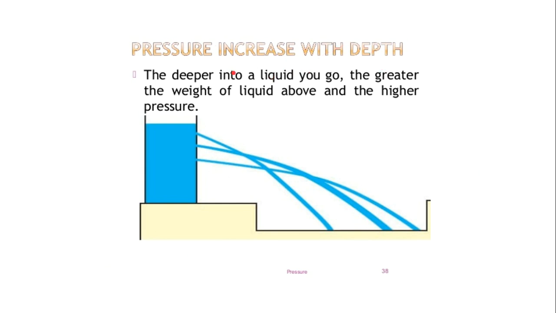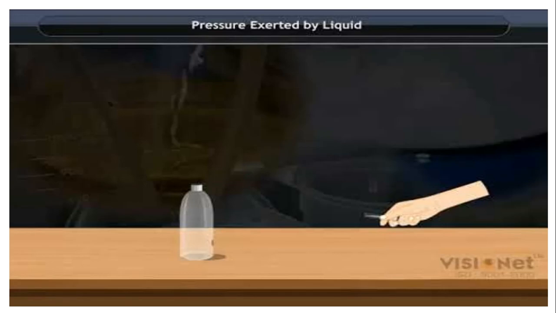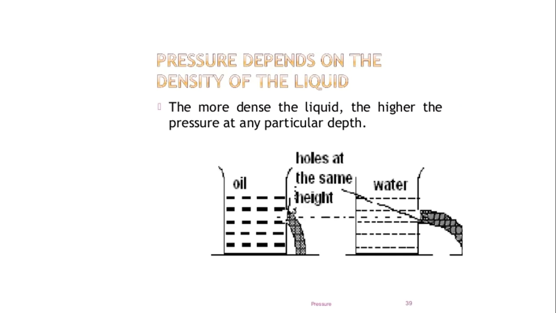The deeper into a liquid you go, the greater the weight of the liquid above and the higher the pressure. This container has three holes. We can see that the stream of water emerging from the lowest hole covers maximum distance as compared to the other two holes. The stream of water emerging from the topmost hole is covering the least distance.